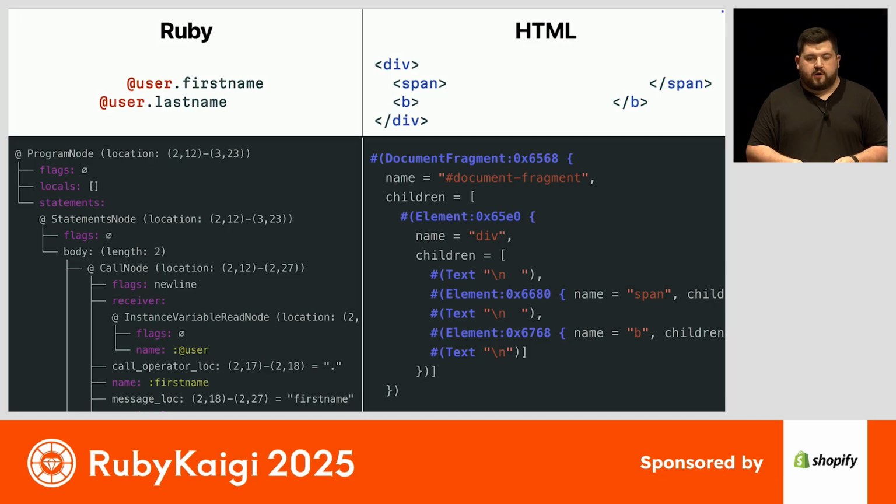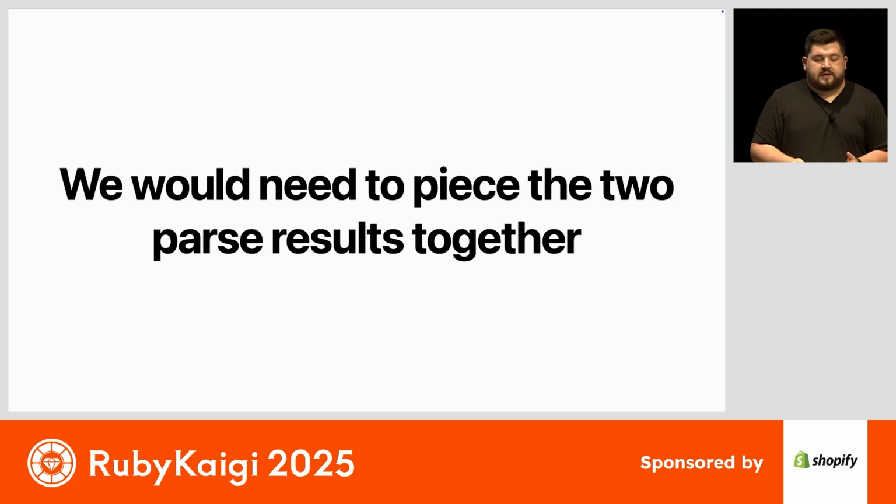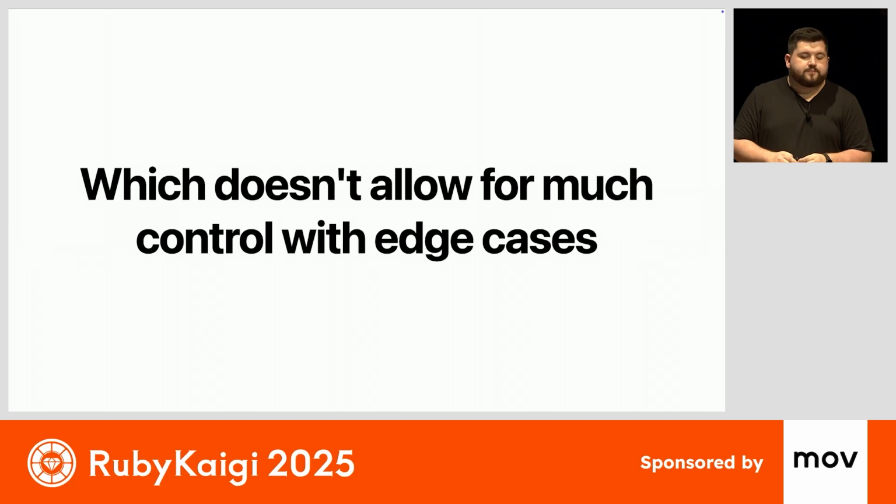So it would be super hard to bring these 2 results back into one syntax tree that we can use to analyze the Ruby ERB file. So we lost the context, and we needed some way to piece this together again. But even if we would be able to do this, we wouldn't have any control over the edge cases of what we would be doing if there's invalid syntax, if there is anything we didn't expect. It's really hard to then piece this together again.